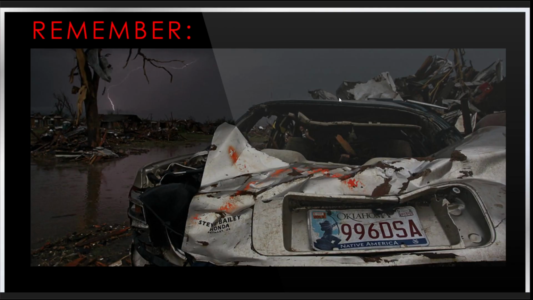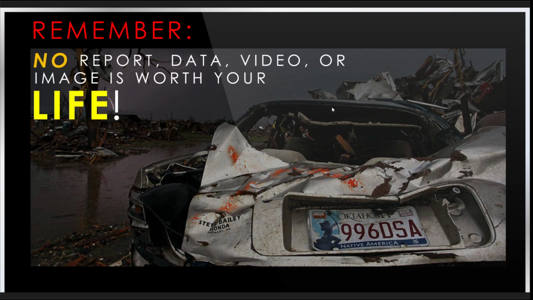I want to end with this important point. No report, data, video, or image is worth your life, right? That's the bottom line. Sometimes people may try to risk their life to take a cool image or go through a flooded road to continue storm spotting. That's not worth it. You don't want to lose your life because of that.